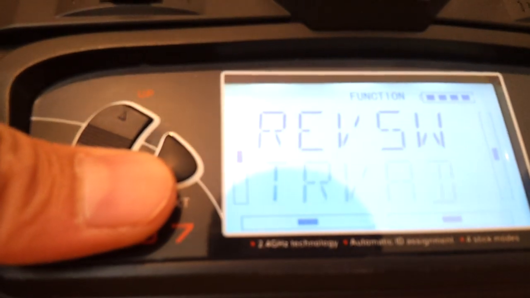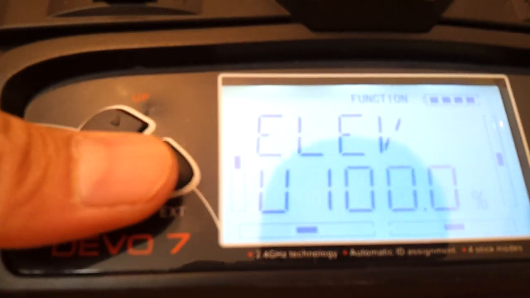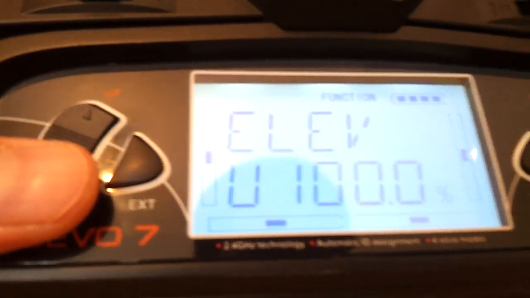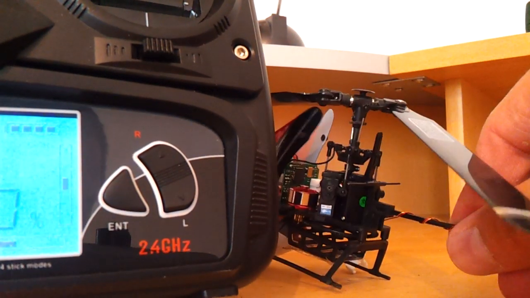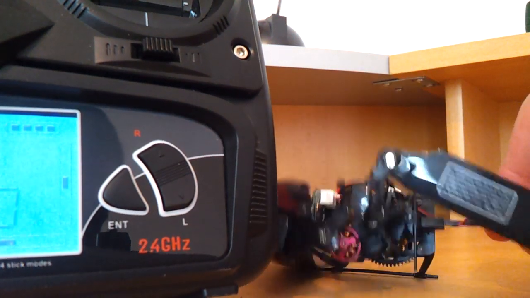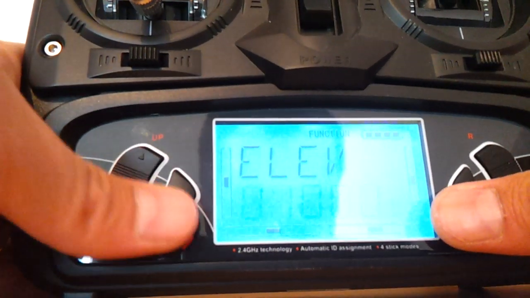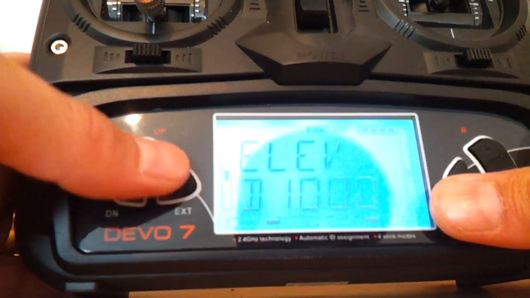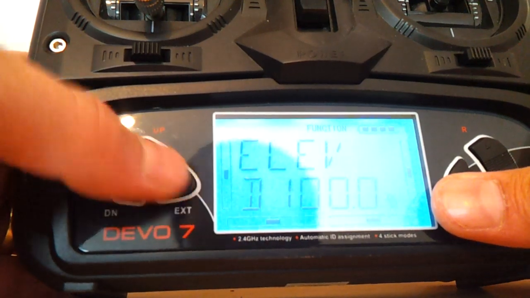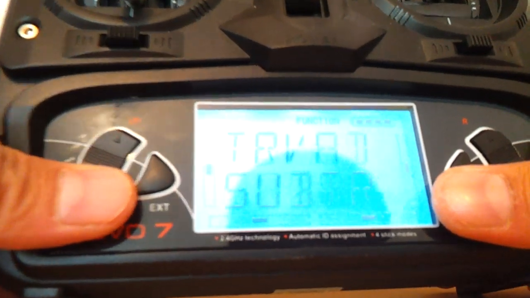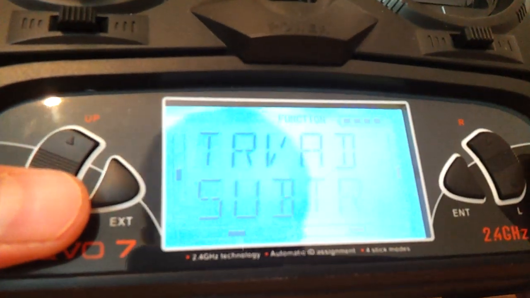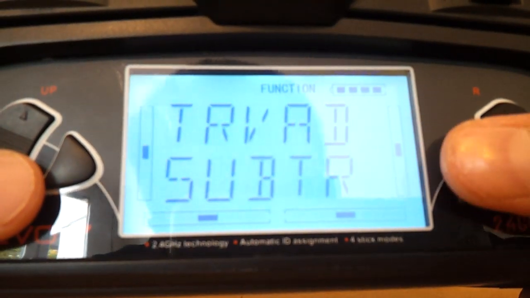Alright. Travel adjust. I have everything at 100%, but that'll adjust how far your servos move up and down. So you can minimize them if you need to. Typically 100% should do the trick. If you can see this.